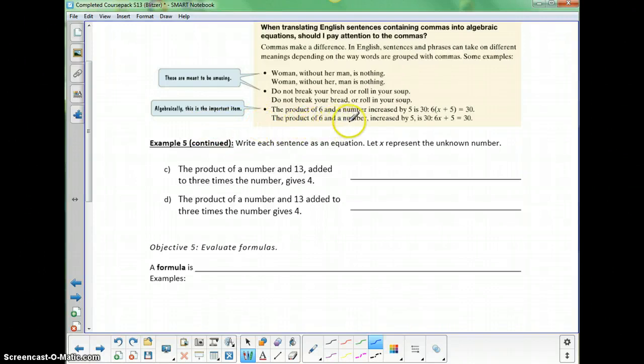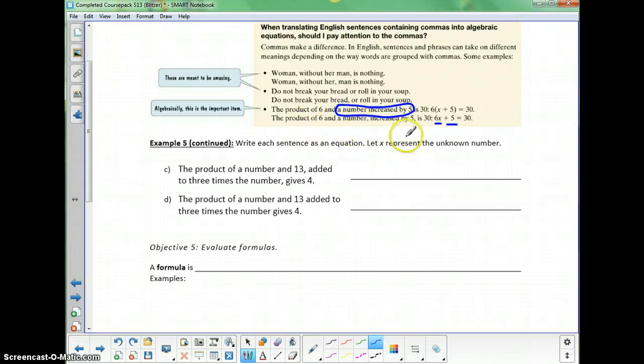The product of 6 and a number, increased by 5. Or the product of 6 and a number increased by 5. When I have a comma, there's a break: the product of 6 and a number, and then I'm going to increase it by 5. If there is no comma, there's no break. So it's the product of 6 and this whole group, a number increased by 5. We want to be able to hear that difference.